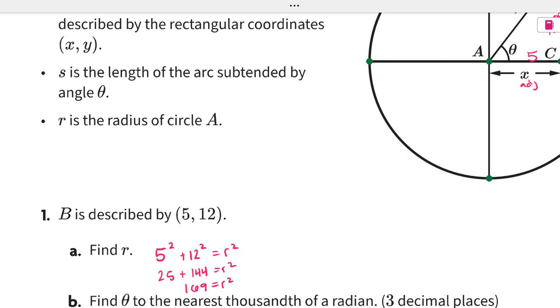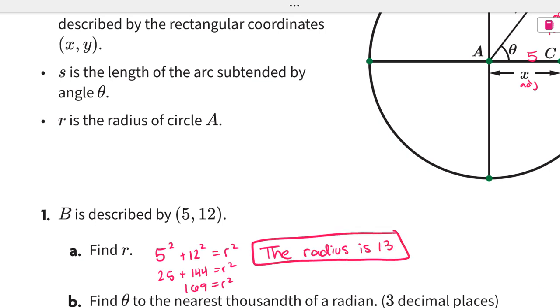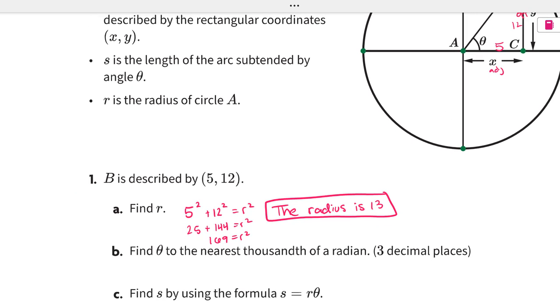Now, this is a Pythagorean triple, so if you recognized it off the top of your head, that's great. But the radius then, the radius is 13. That is the square root of 169. Okay. Find theta to the nearest thousandths of a radian, right?